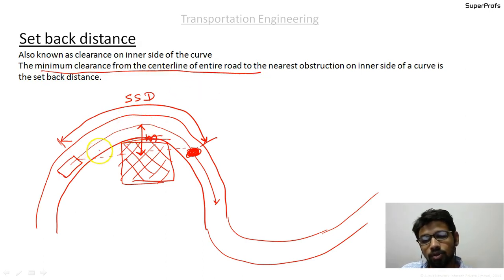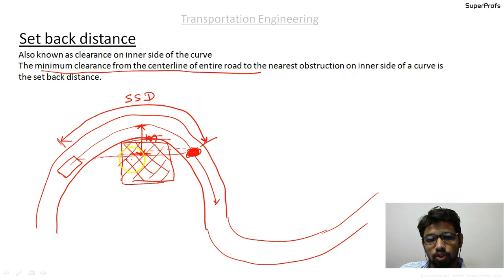Since the road that we have considered over here is a single lane road, from the center line up to this one, this space should be clear. There should not be any obstruction. The minimum clearance from the center line of the entire road to the nearest obstruction on the inner side of the curve is called the setback distance.